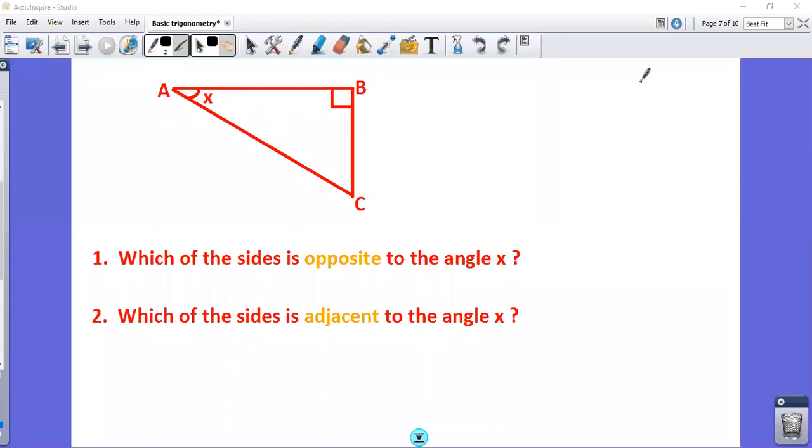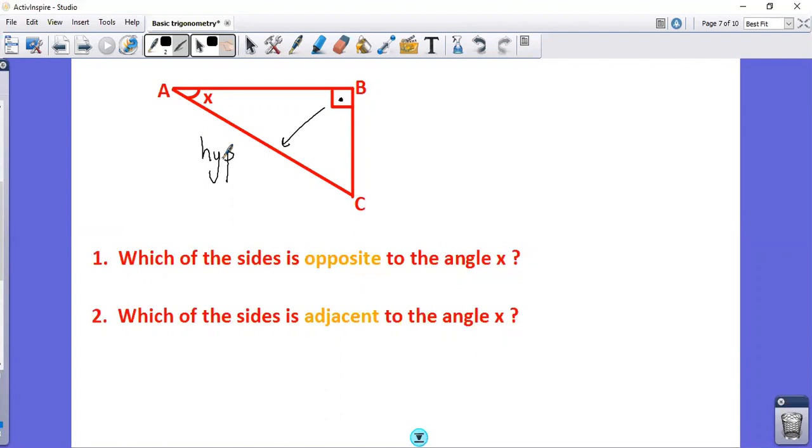All right, so let's start with the first one. Which of the sides is opposite to the angle x? In right triangles, we have three sides. The side opposite to 90 degrees is called the hypotenuse. Let me use HYP for hypotenuse, okay?